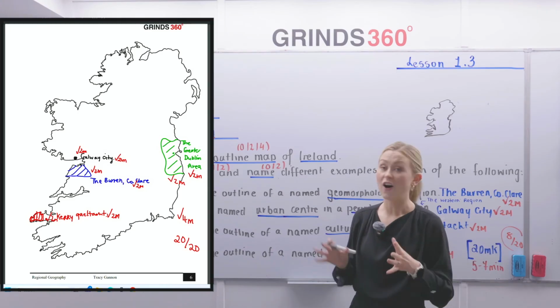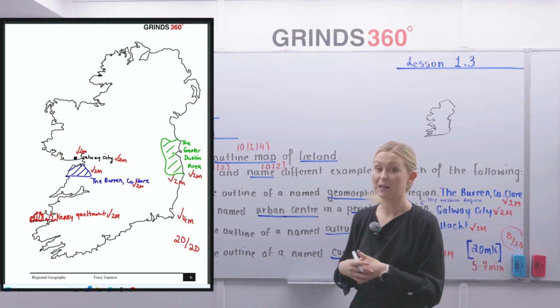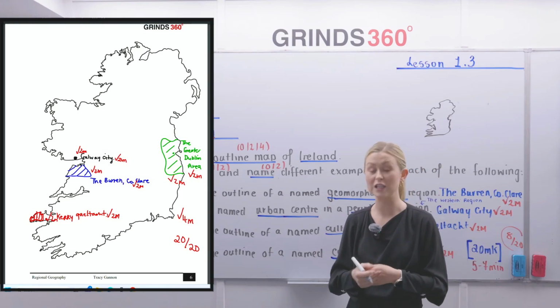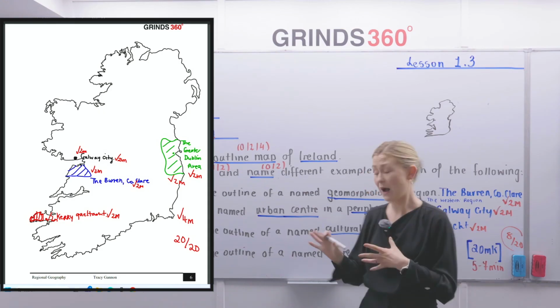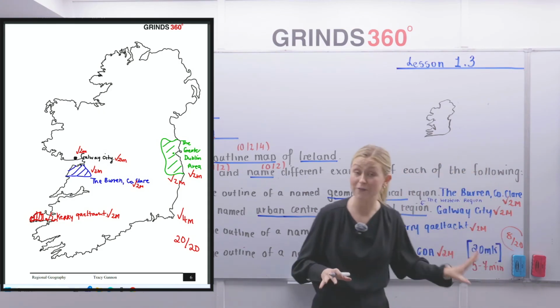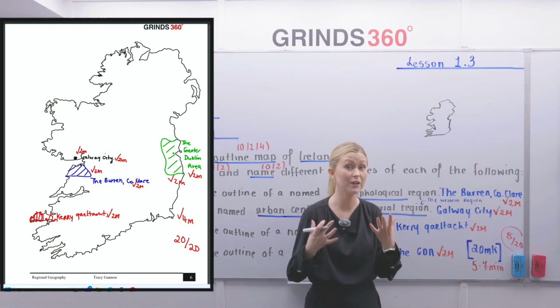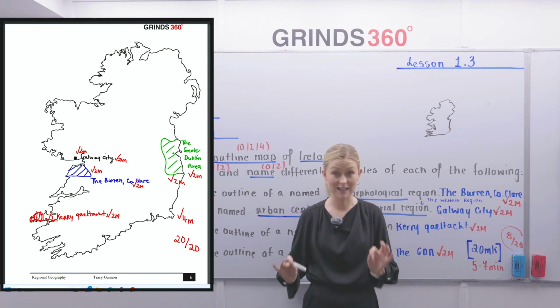So we're seeing here on our map that we have everything positioned in for that 2014 question to get that 20 out of 20. Now, as we said, that is only allocated 5 to 7 minutes of our time, so be very careful with that. Do not spend any longer.